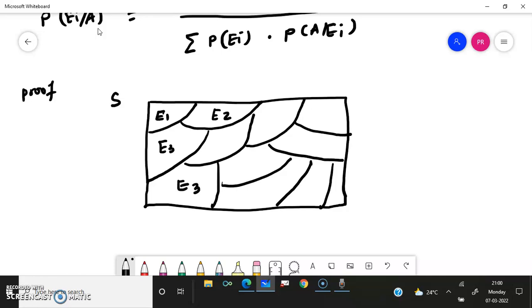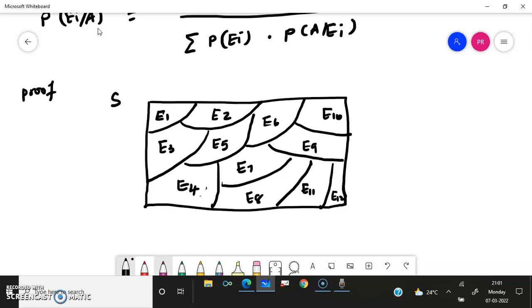E4, E5, E6, E7, like that it goes on and on, right? E8, E9, E10, E11 and E12, like that it goes. S is a sample space which consists of E1, E2, all these events. There is no intersection, right? So they are mutually disjoint sets.